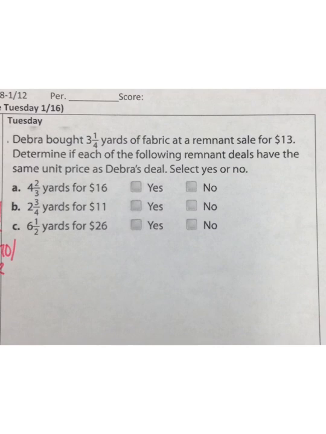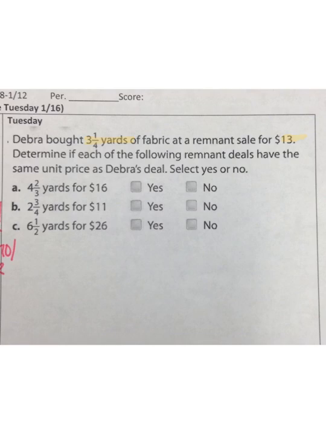Tuesday, Deborah bought 3 1/4 yards of fabric at a remnant sale for $13. Determine if each of the following remnant deals have the same unit price as Deborah's deal. Select yes or no. So my hint on this is we have a complex fraction. You're going to find the unit rate, so $13 on top and then 3 1/4 on the bottom. So you're going to want to write that as a division problem. Keep, flip, reciprocal, cross, divide, multiply, simplify. So you'll do that first, and then you will answer.